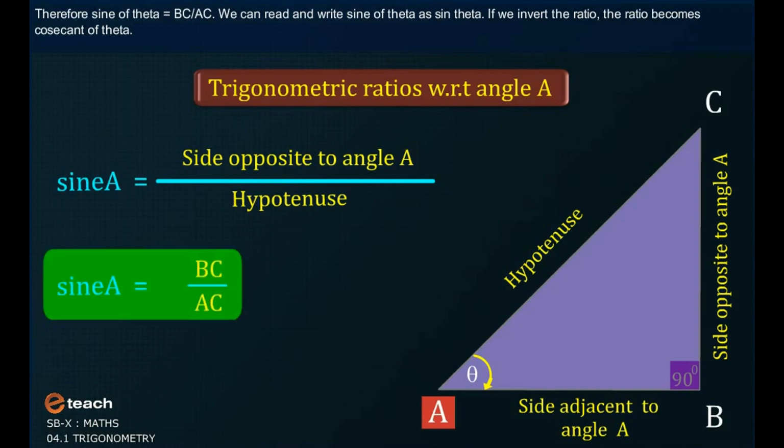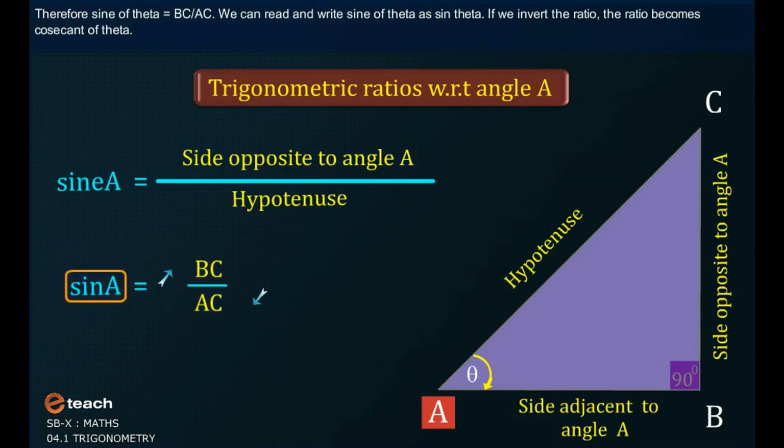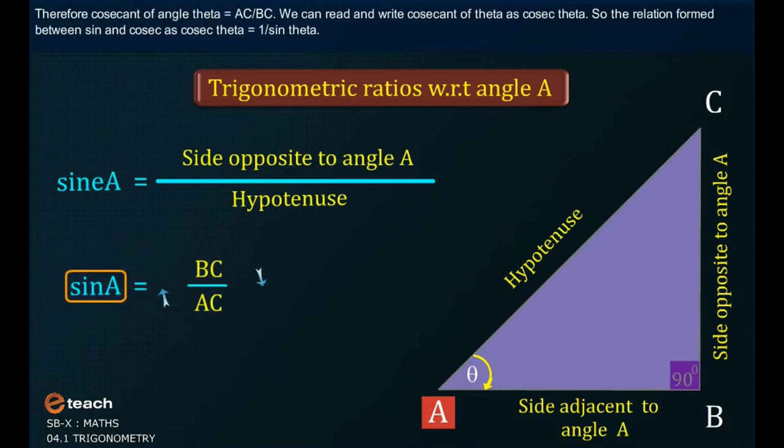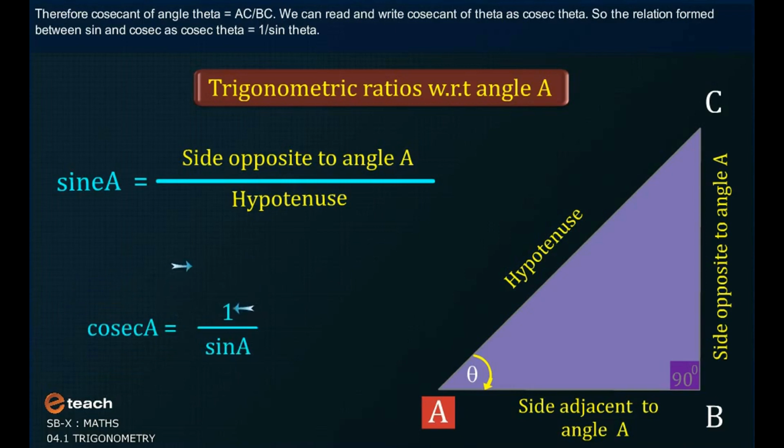If we invert the ratio, it becomes cosecant of theta. Therefore, cosecant of angle theta is equal to AC by BC. We can read and write cosecant of theta as cosec theta. So, the relation formed between sine and cosec is cosec theta is equal to 1 upon sin theta.